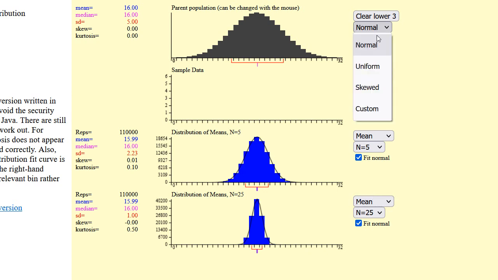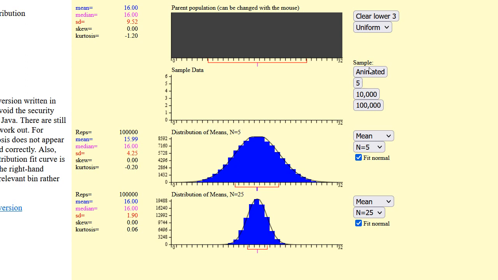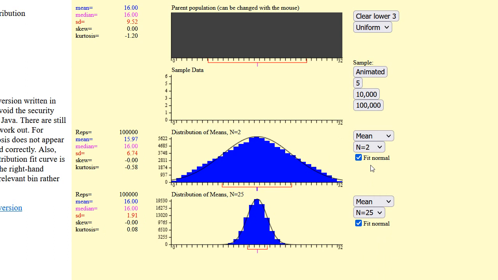So let's look at the uniform distribution. There's our parent distribution. And again, take repeated samples of size 5 here, and then repeated samples of size 25 here. So we do 100,000 samples of size 5, 100,000 of size 25. You can see here with n equal 5, this is looking normal after 100,000 samples. Now if we do a smaller sample size, like size 2, we might not be normal. Let's check here. Okay, so approximately normal. Notice how much smaller the standard deviation is here.